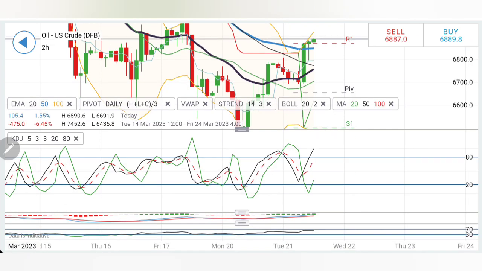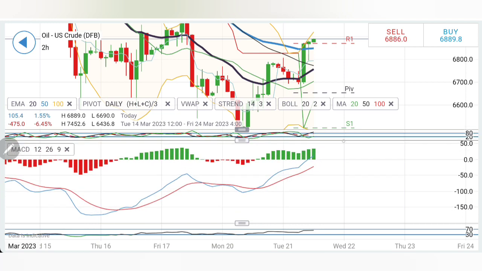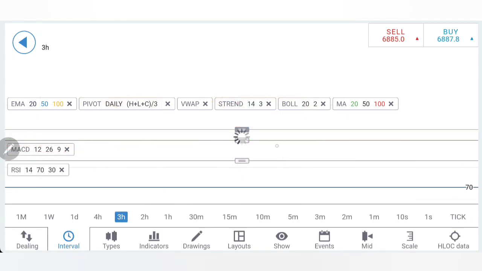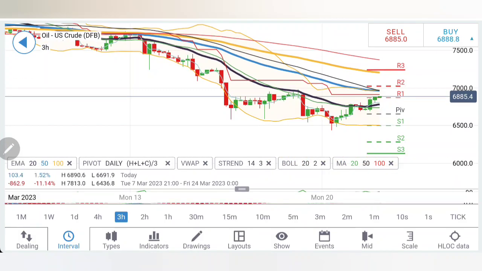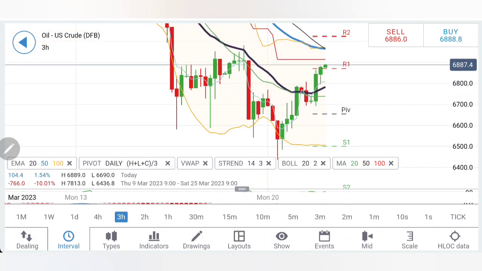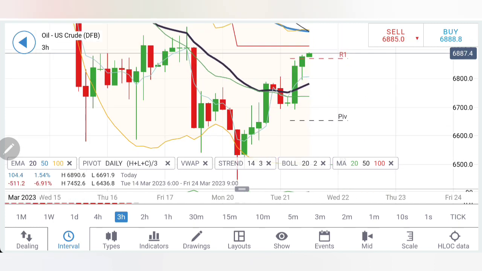So now see the stochastic here is back into overbought zone. The MACD here is divergent and bullish. The RSI is almost looking upwards, which means 69.2 might give it a little resistance. Now look at 3-hour charts. On the 3-hour charts, the first thing to observe, rise, retracement, rise.